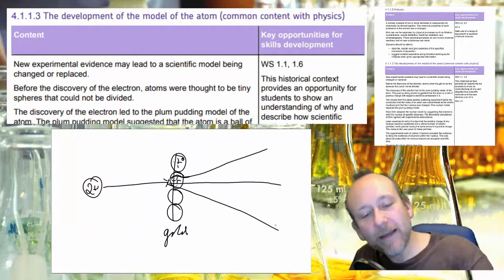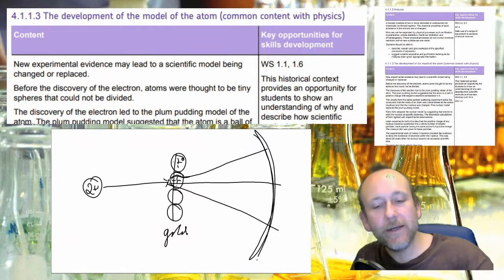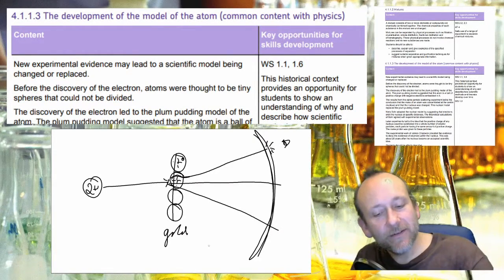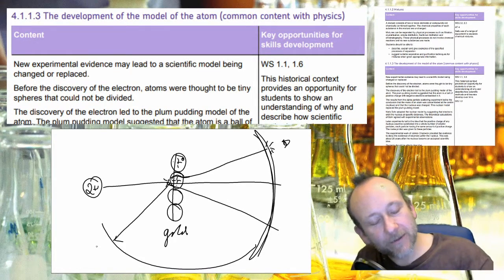But what they actually found is that, as they looked at this on a screen, they could see the little splashes of light on the phosphorescent screen as the alpha particles hit. Sometimes they actually found that some of the alpha particles were reflected right back at them, so almost through 180 degrees.